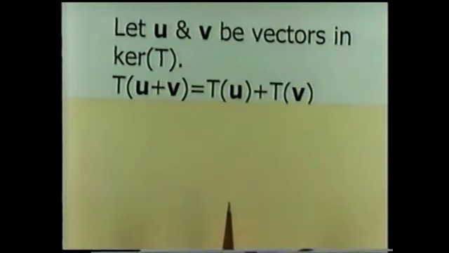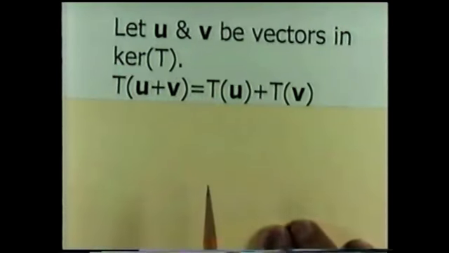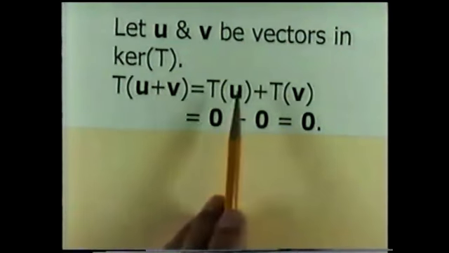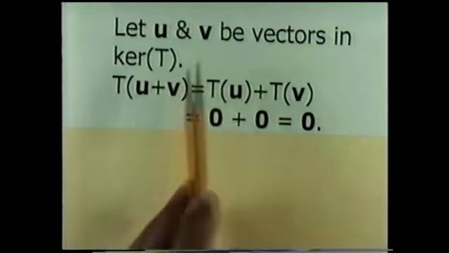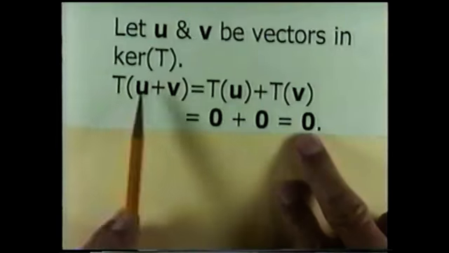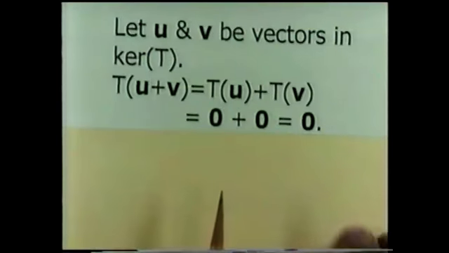Let u and v be vectors in the kernel of T. So we know the kernel of T is not empty, so we'll let u and v be vectors in the kernel of T. Now T of u plus v is Tu plus Tv. That's one of the properties of a linear transformation. But if u is in the kernel of T, then T of u is 0. And if v is in the kernel of T, then T of v is 0. 0 plus 0 is 0. Now, if T of u plus v is equal to 0, that means u plus v is in the kernel of T, and we have closure.